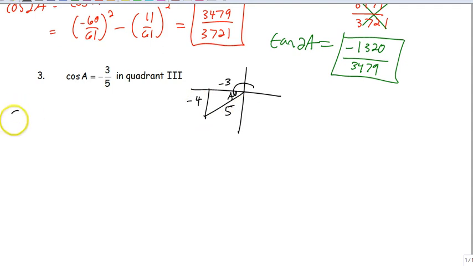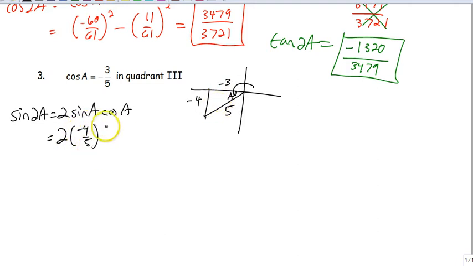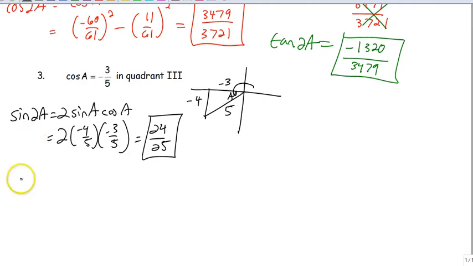So again, we're going to go back. Sine of 2a is equal to 2 sine a cosine a, which is equal to 2 times the sine of a, negative 4/5, times the cosine of a, negative 3/5. So what do we get there? We get 24 over 25. All we're doing is plugging in the sine of a and the cosine of a because we know those based on the triangle, and then using our formula to figure out what the sine of 2a is.